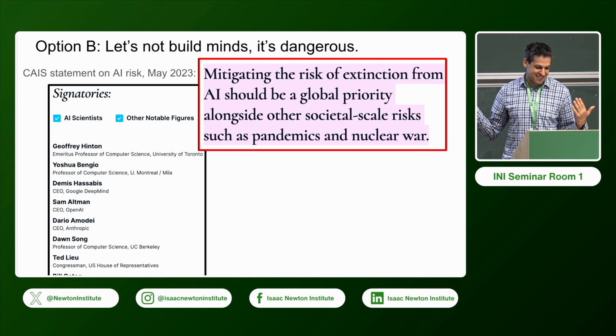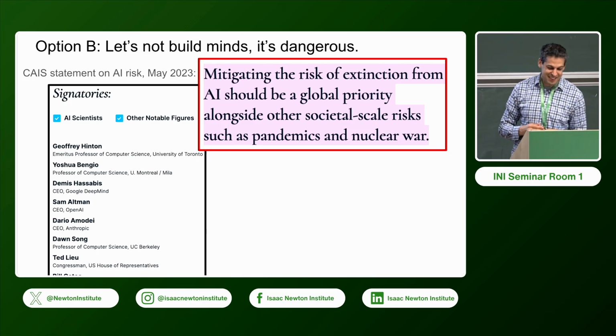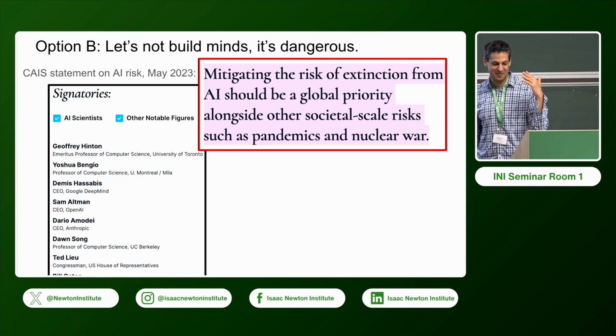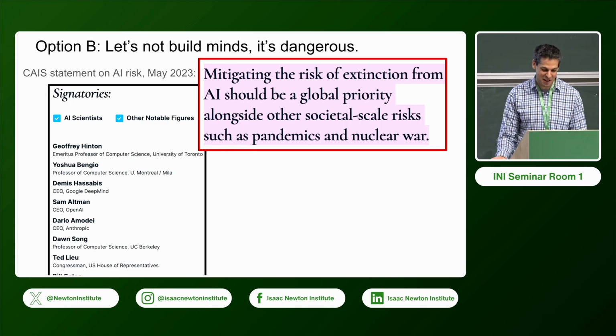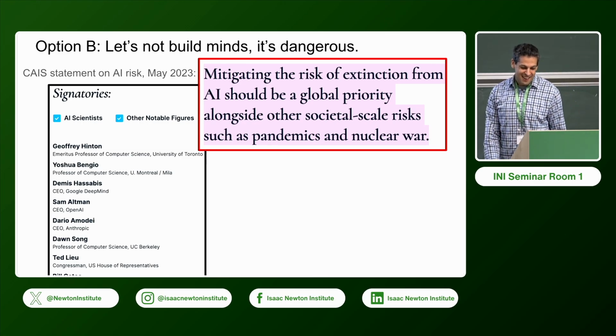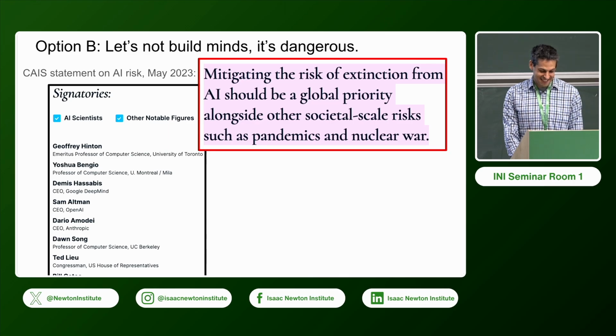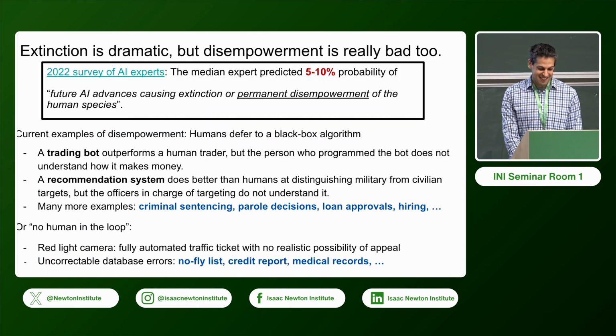This is a statement that was signed last year by not only prominent academics, but also the heads of all the leading AI labs. Mitigating the risk of extinction from AI should be a global priority alongside other societal scale risks such as pandemics and nuclear war. So it shows you that all the leading people take this risk, or the possibility of this risk, seriously.